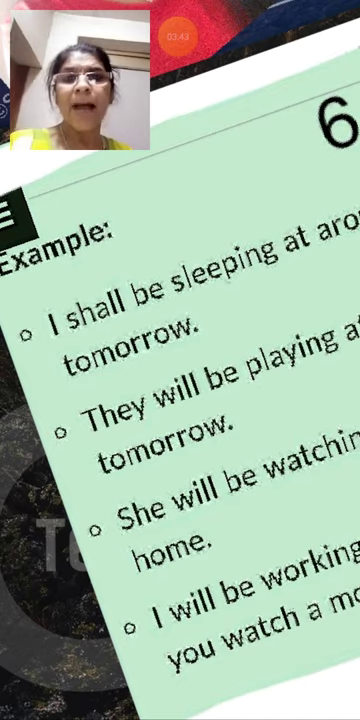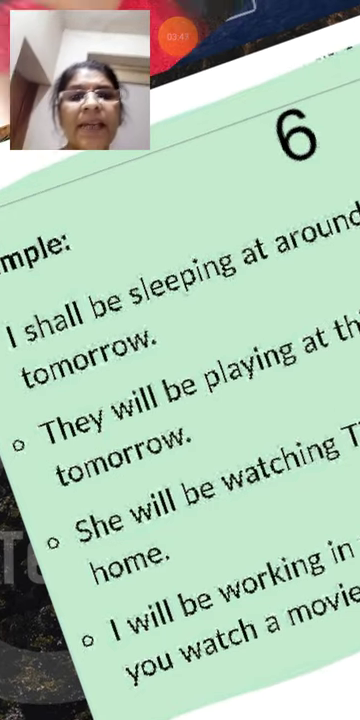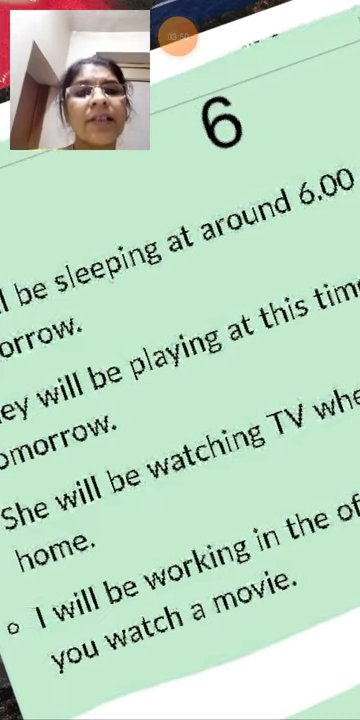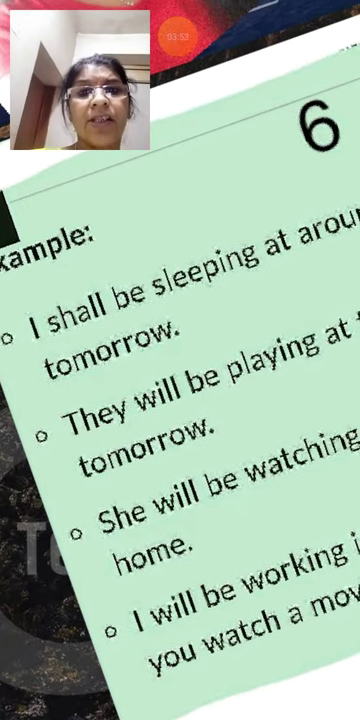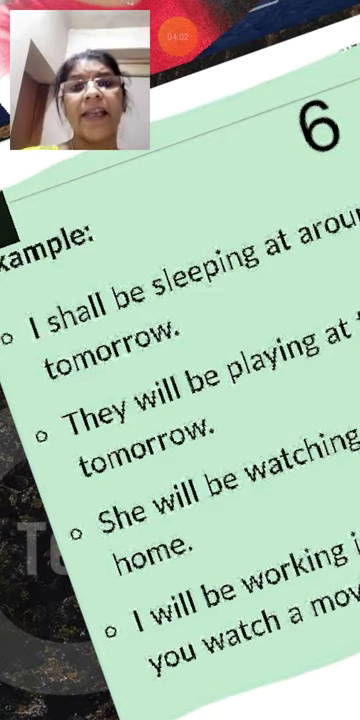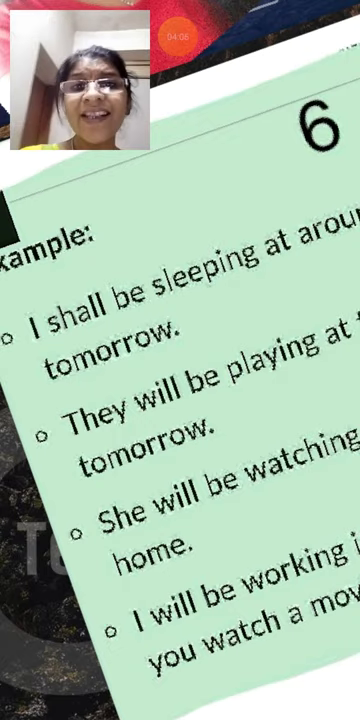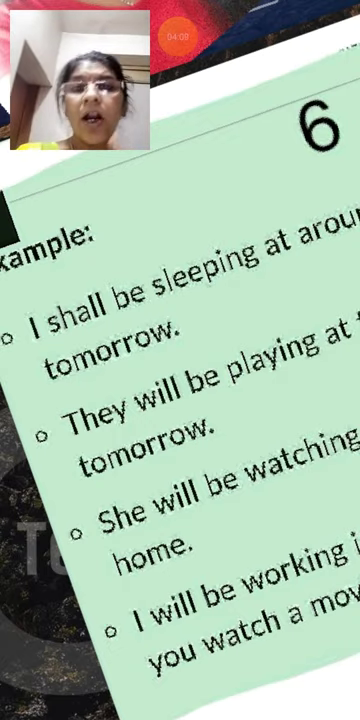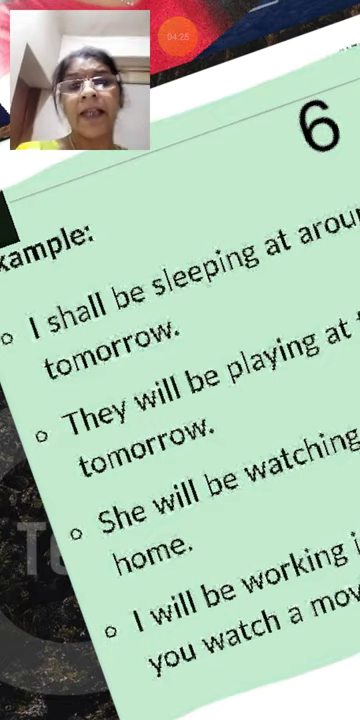What are the examples? Examples are there. I shall be sleeping at around 6 a.m. tomorrow. Shall be, will be, are used in this sentence. Which sentence? Future continuous tense. I shall be sleeping. Sleep plus ing: sleep is the first form, plus ing, sleeping. I shall be sleeping.